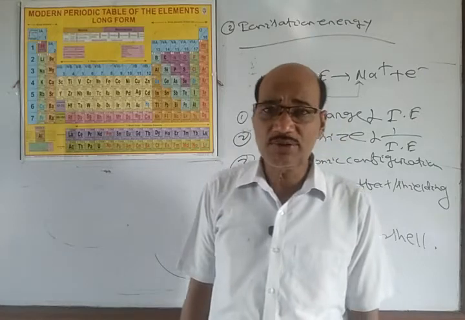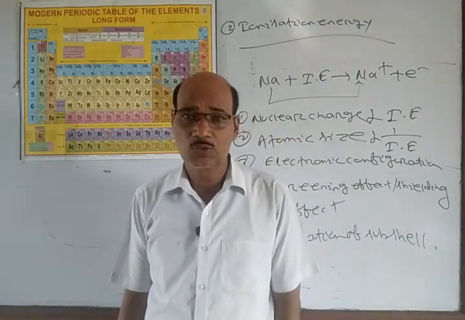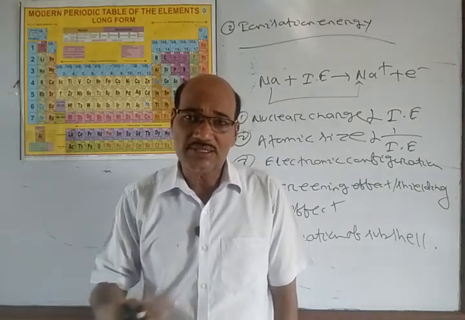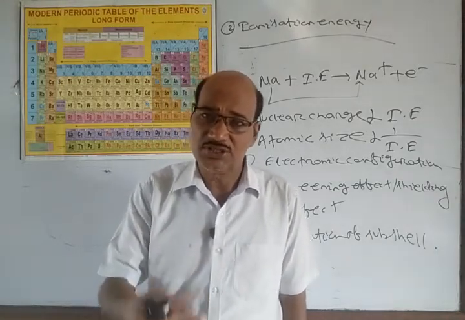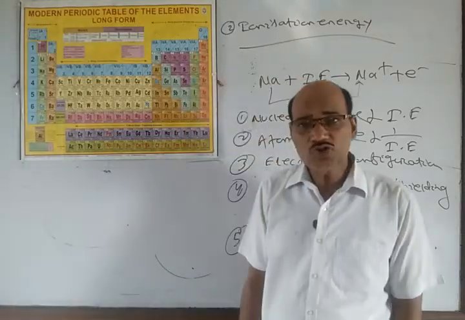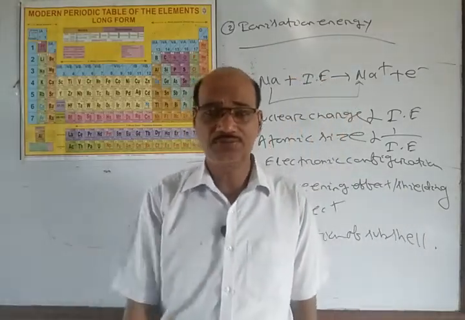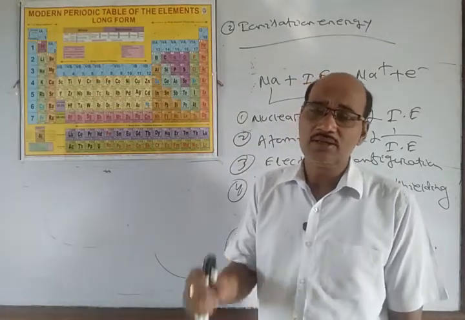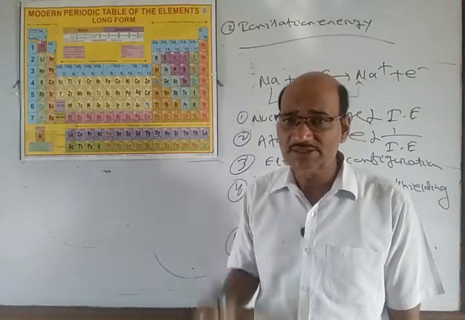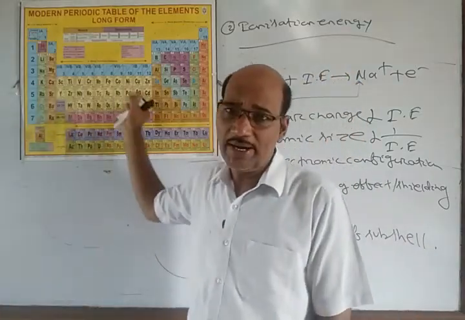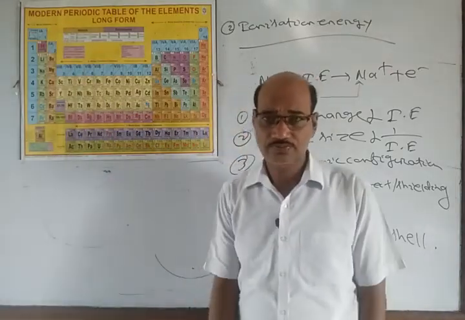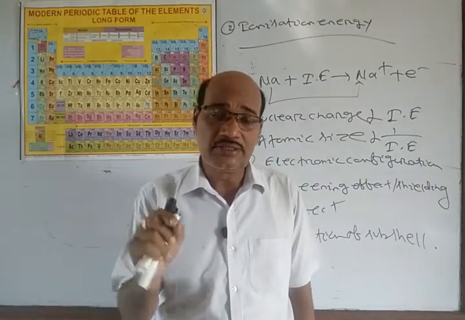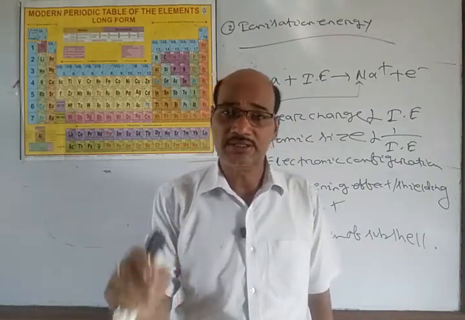Also we discussed the ionic size, how to find out the ionic size and how to compare the ionic size of isoelectronic species. Also we discussed the ionization energy. What is ionization energy, and how does the ionization energy vary along a period and along a group? The two main reasons responsible for the increase or decrease of ionization energy that we discussed.